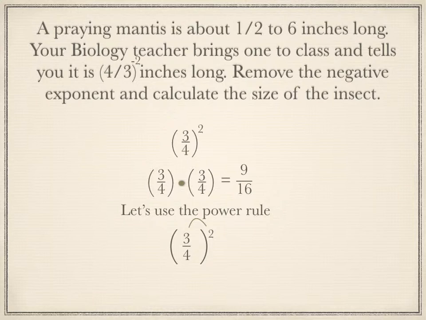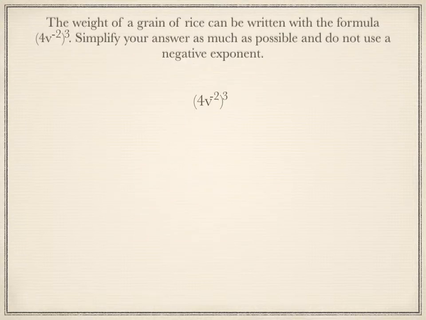So 3 to the second, which is 9. And then we take 4 to the first, and then we're taking that to the second power. Once again, because there's no exponent, it's a 1. So we have 2 times 1 is 2. So 4 to the second is 16. Once again, we have 3 to the second over 4 to the second, which is 9/16. Either way you want to do it is just fine. Let's go ahead and go to the next problem.